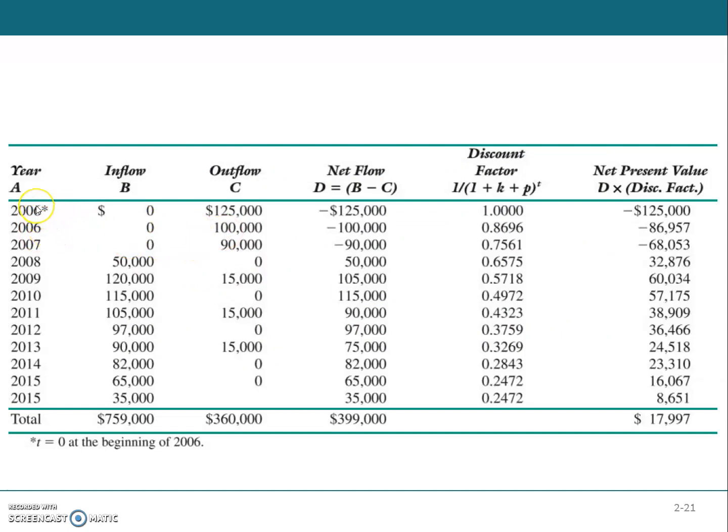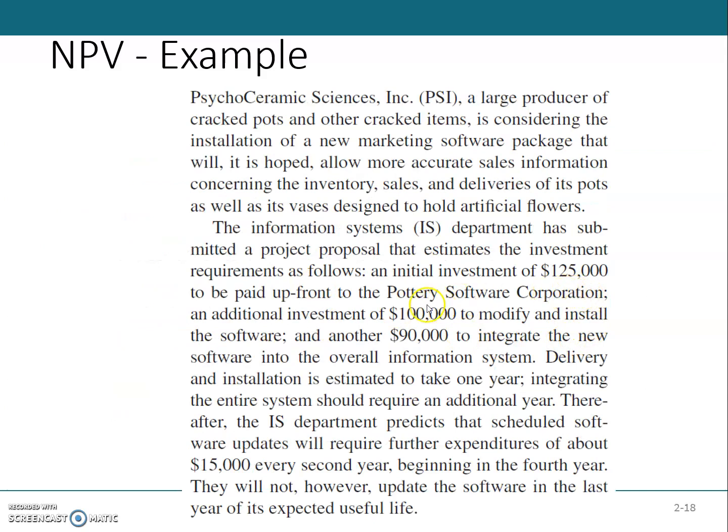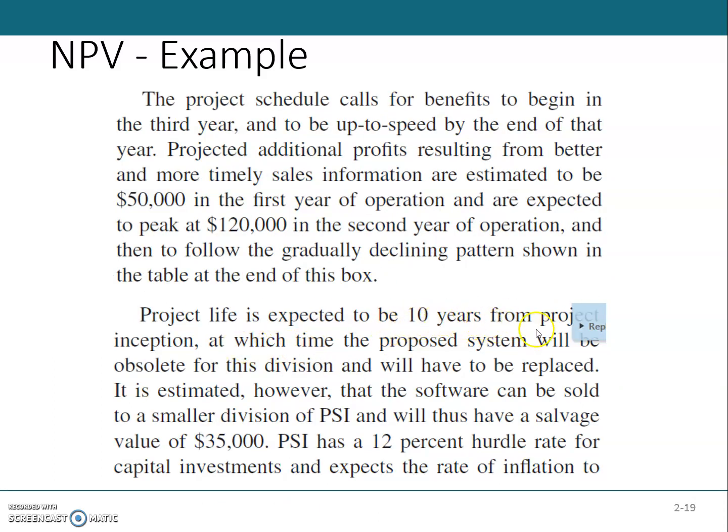So because at the beginning of 2006 was $125,000, at the end of 2006 was $100,000, and this $90,000 is at the end of the next year. Because if you see, according to the statement of the problem, what we have over here is an additional investment of $100,000 to modify and install the software, and another $90,000 to integrate the new software into the overall information system. And then later on we have found that the integration took one year. So the project life is expected to be 10 years from the project inception, at which time the project system will be sold out.